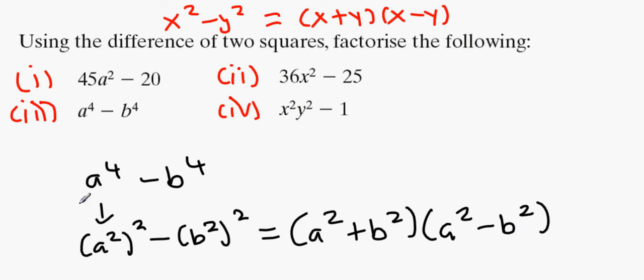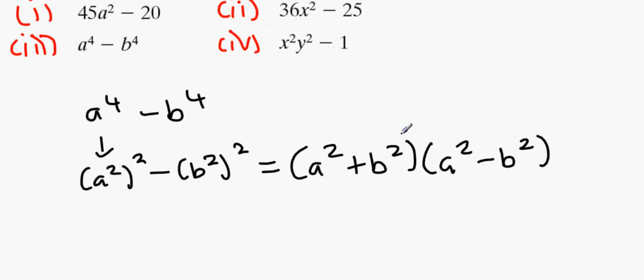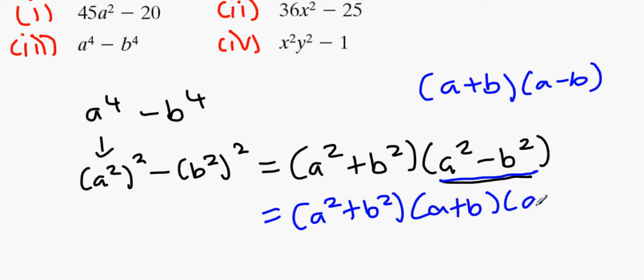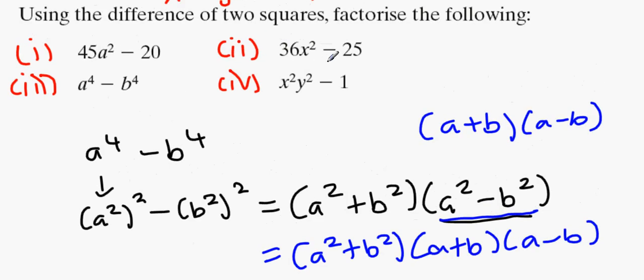Now, the problem with this one is that there's also another difference of two squares here. Okay, so this part here. So the first one you can't do anything with because it's a squared plus b squared. But this one here can actually be rewritten as a plus b, a minus b. So you get a plus b, a minus b.